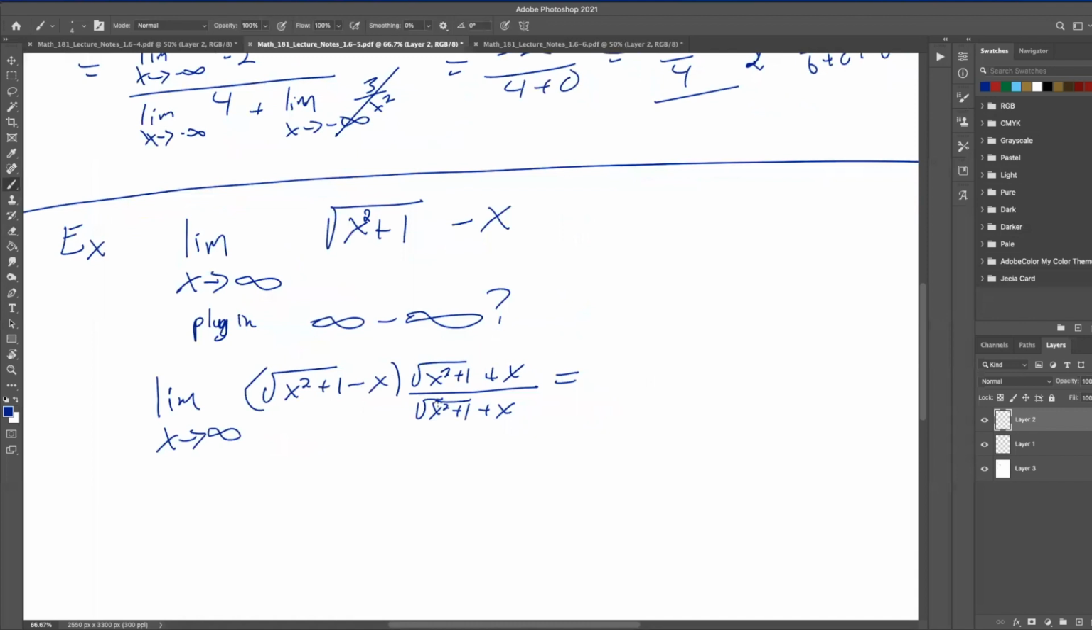I'm going to take this quantity and multiply it by this. This multiplied by this gives us x squared plus 1. This times this plus this times this cancel each other out. It's a difference of squares, right? Here I'll get minus x times the square root of x squared plus 1, and this is going to be plus the square root of x squared plus 1 times x, so that cancels out. And then here I get minus x times positive x. It was minus x squared. And then on the bottom, I have the square root of x squared plus 1 plus x.